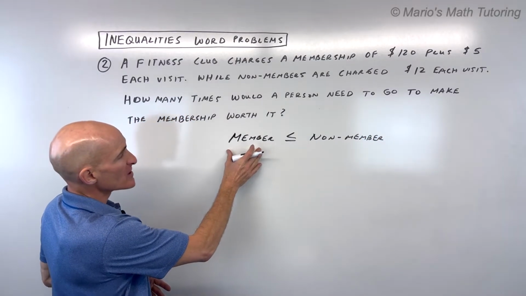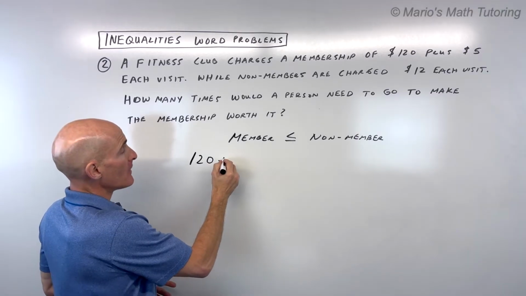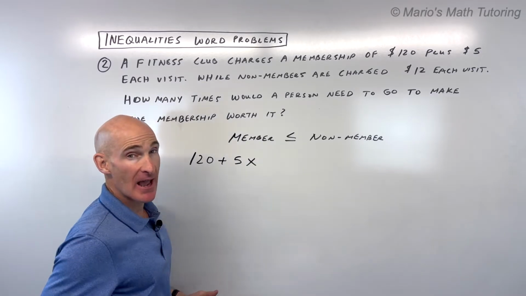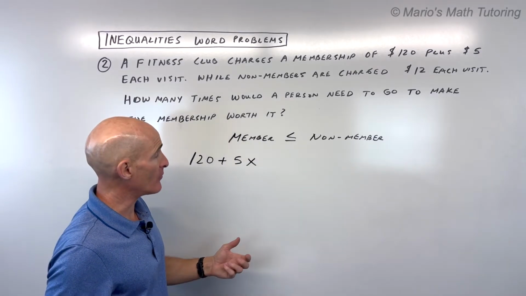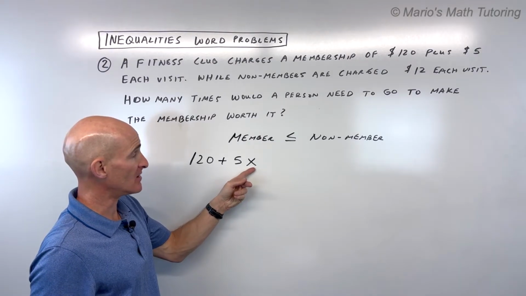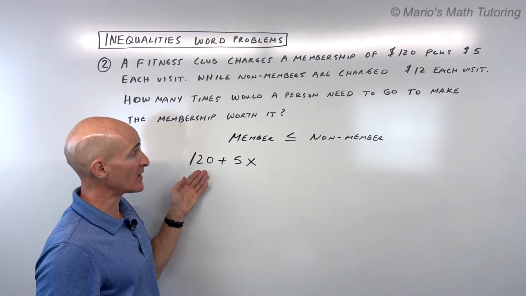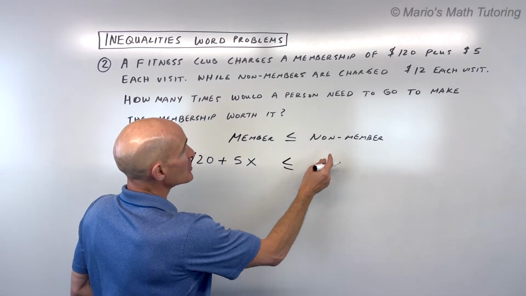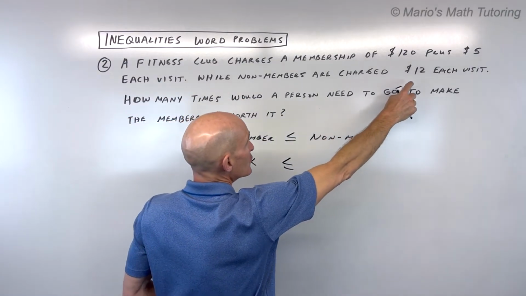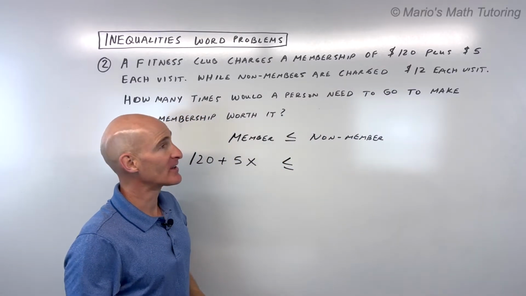So let's look here. What does a member pay? Well, a member pays $120 once plus $5 times X times that they go and visit this club, right? So if they go 10 times, that would be 5 times 10, it'd be $50, or 4 times it'd be $20, but you have to always pay that $120 once. And then how much do non-members pay? Well, they pay more each visit. See, they pay $12 each visit, but they don't have to pay this hefty $120 one-time fee, right?